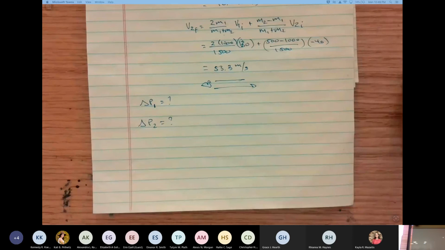I think delta P equals mass times velocity final minus initial.